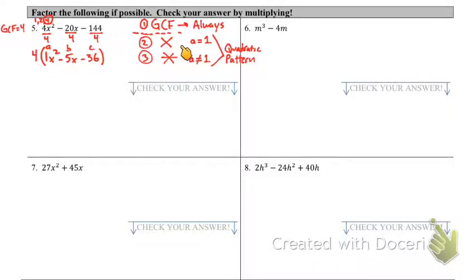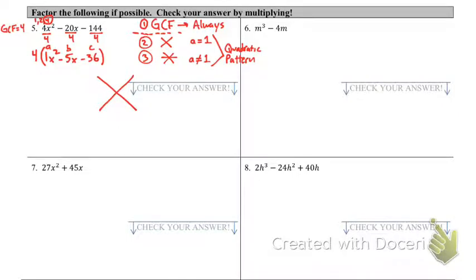And here's the hint. Look at your A value. Is it equal to 1? And the answer is yes. Therefore, I'm using the diamond method. Again, it may or may not work, but we've got to try it, because our goal is to factor as much as we can.